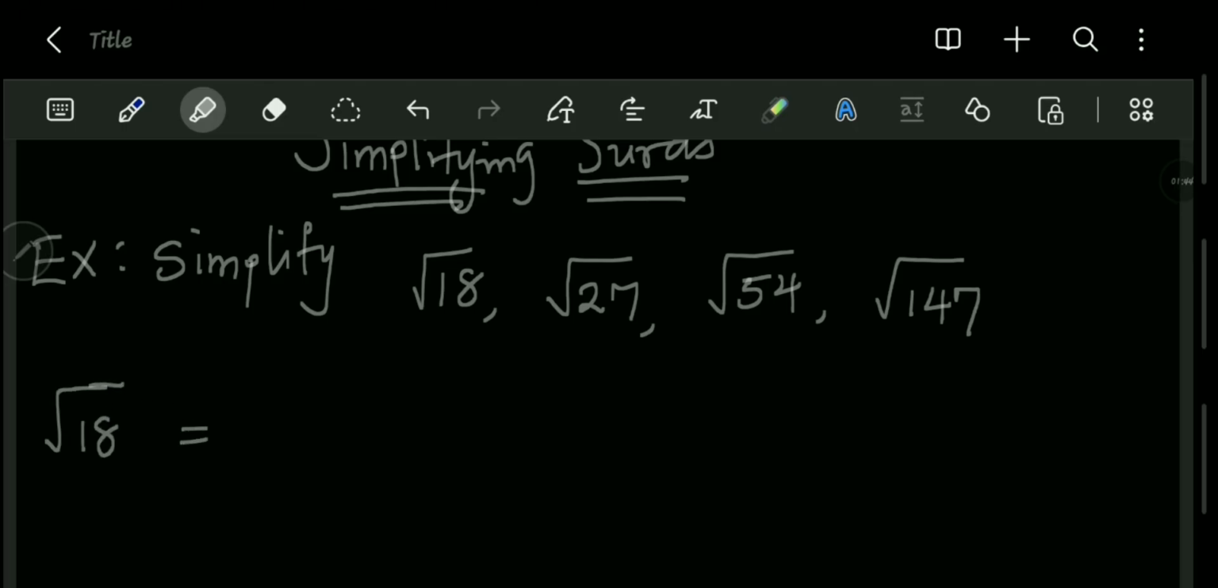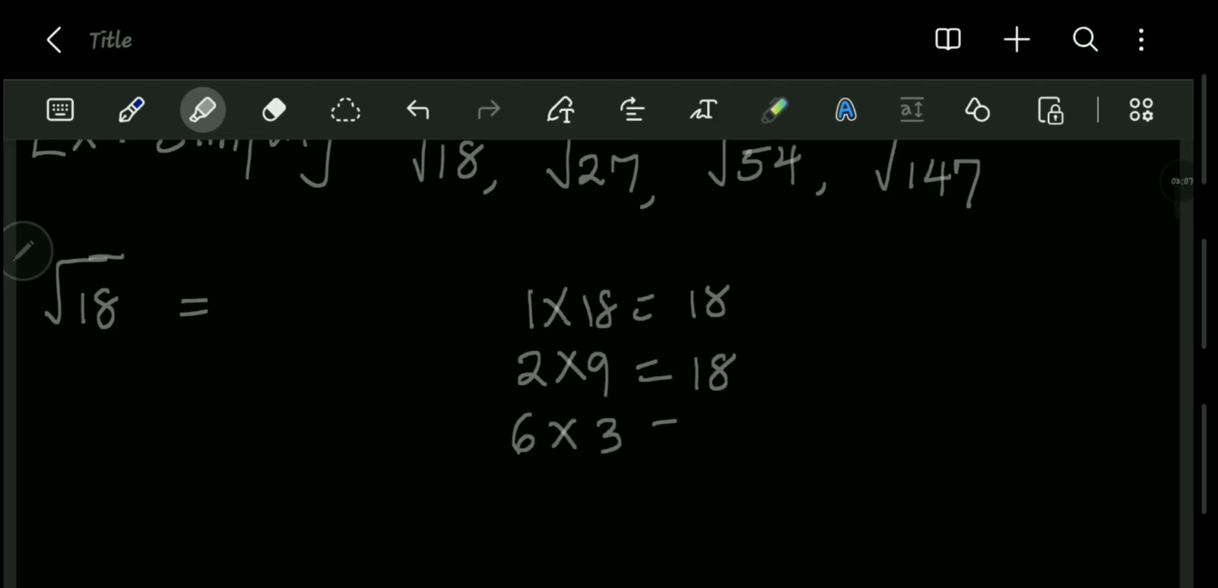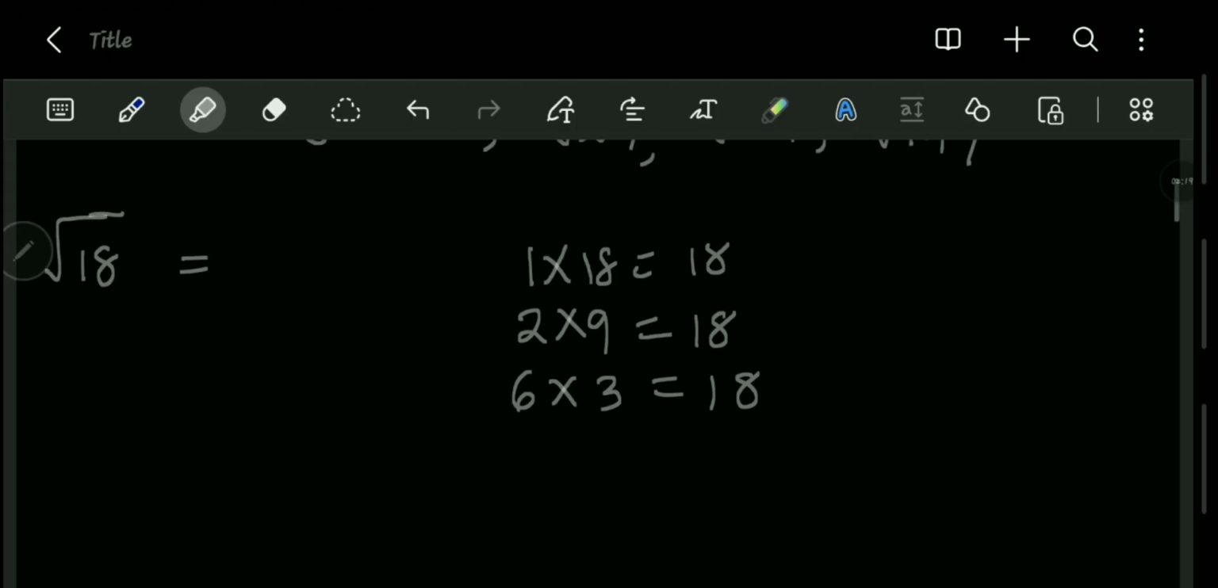Now, when you are simplifying a surd, for this single number here, we are going to look for two numbers that multiply to give us 18. Let's start from 1. 1 times 18 is 18, right? 2 times 9 is 18. 6 times 3 is 18 as well. I think that's all the factors, right? Or 3 times 6, either way. These are the factor pairs of 18: this is a pair, this is a pair, this is a pair.